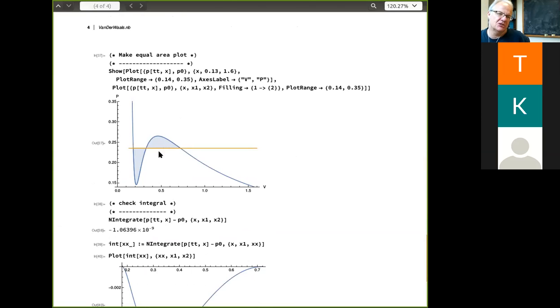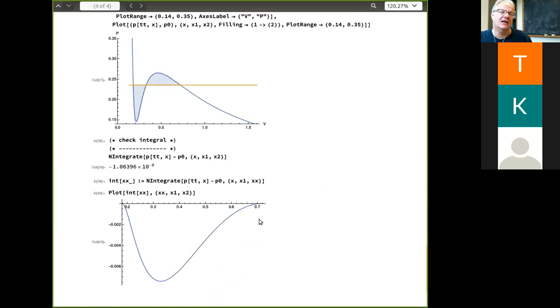According to Maxwell, it must be true that this area is the same as that area. I can check that by numerically integrating the difference between the pressure of the van der Waals curve and this yellow line, which is the pressure at the two coexistence points. If everything is fine, this should integrate to zero. Here's where I carry out that integral, going from the left endpoint to the right endpoint. You integrate, it changes sign, and you integrate back to zero. Indeed, the value of the integral is exactly zero. So these two areas, which is maybe not immediately obvious, are indeed the same.